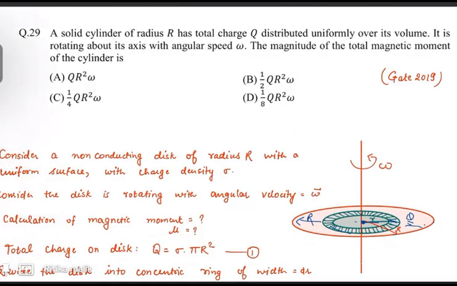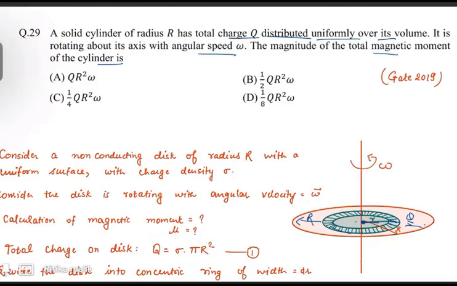Today we are going to solve some problems from GATE 2019 exam. This is question number 29. In this question, it was given that a solid cylinder of radius r has a total charge q distributed uniformly across its volume and it is rotating about its axis with an angular velocity omega. What is the total magnetic moment of the cylinder? So we have to find out the magnetic moment of the cylinder.